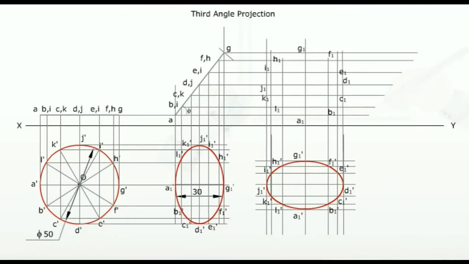etc. as the intersecting points. Step 11. Join A1, B1, C1, etc. by a smooth curve to get the final top view.